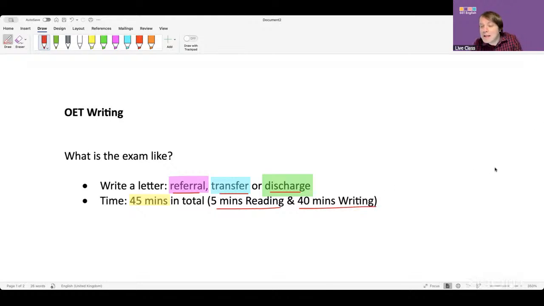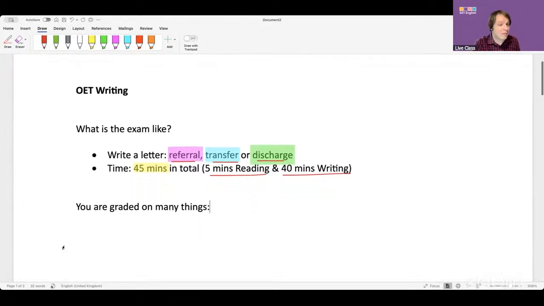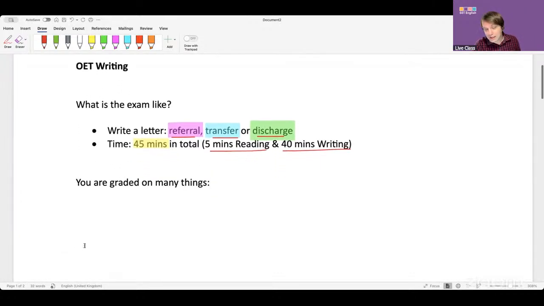They're grading many things in this exam. You're graded on many things. I won't go through it all, okay? You are graded on many things. One of the things, though, which I find almost funny because it's not difficult, is layout. You're actually graded on layout.